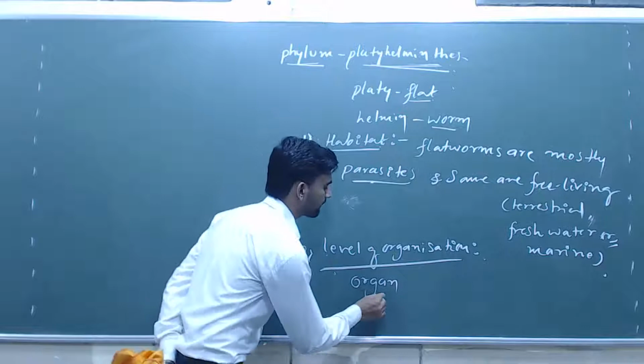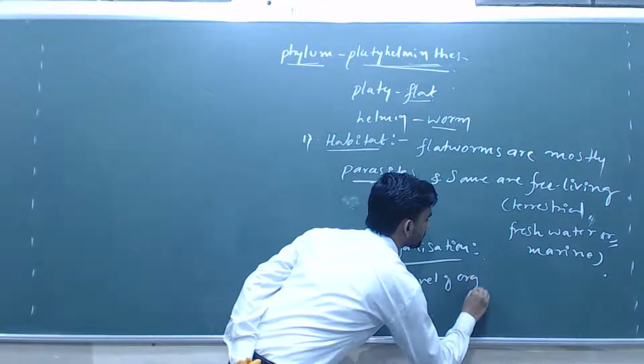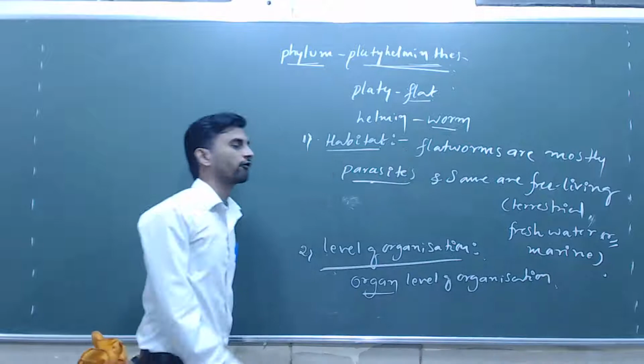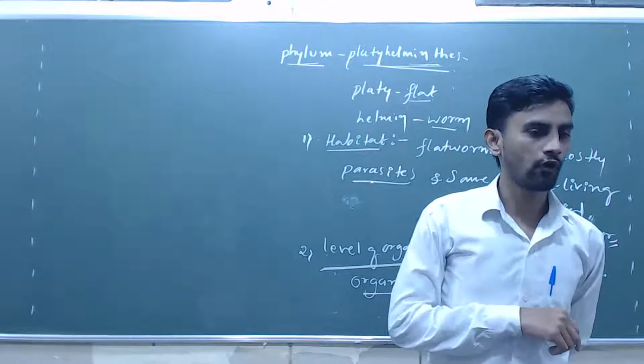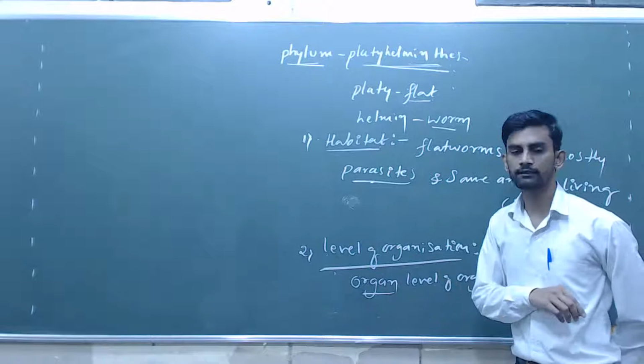All platyhelminthes exhibit organ level of organization. This is a very important characteristic feature: in all the platyhelminthes, for the first time in the whole animal kingdom, organ level of organization is exhibited. So this is very important, and this is another important characteristic feature.